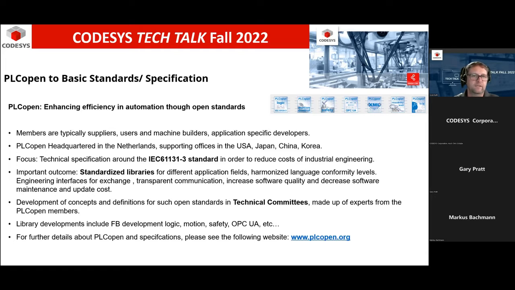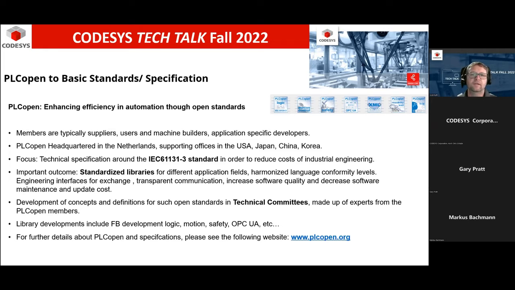The important outcome, like I said, was really the standard libraries. The standard libraries for different applications and different fields basically harmonize the language, conformity, and levels. Really, the engineering interfaces for the exchange of information, transparent communication, and overall, the concept was to increase software quality and decrease software maintenance and uptime cost. A lot of times software in today's world has a very large maintenance cost, and the idea was to make this open source.